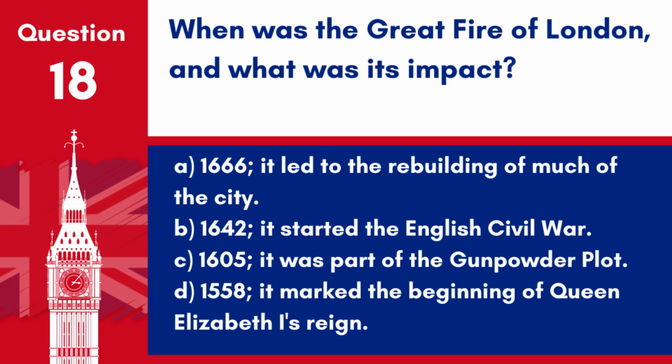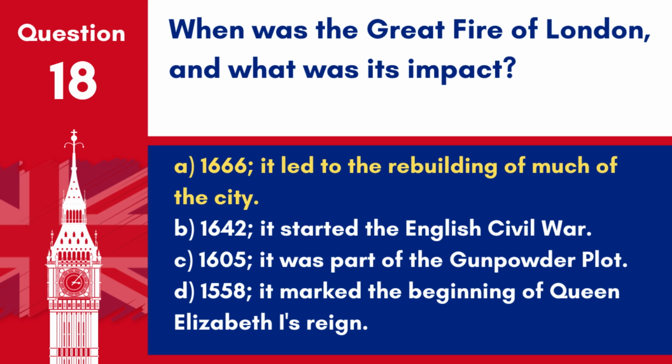Question 18. When was the Great Fire of London and what was its impact? A. 1666. It led to the rebuilding of much of the city. B. 1642. It started the English Civil War. C. 1605. It was part of the Gunpowder Plot. D. 1558. It marked the beginning of Queen Elizabeth I's reign.